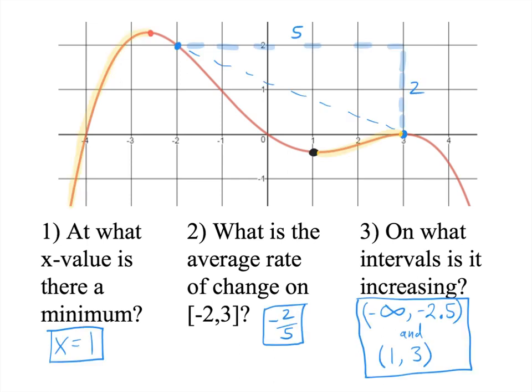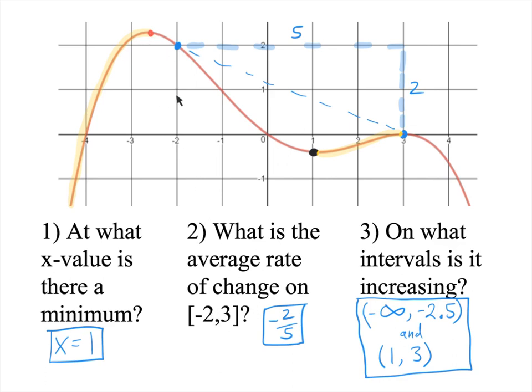All right, for this problem, at what x value is there a minimum? Well, minimum, let's see, is right there at the bottom. Looks like the only minimum is right there. That's a max. That's a max. So there's the minimum. So what x value did that minimum happen? It's at 1. Okay. What is the average rate of change on negative 2 to 3?